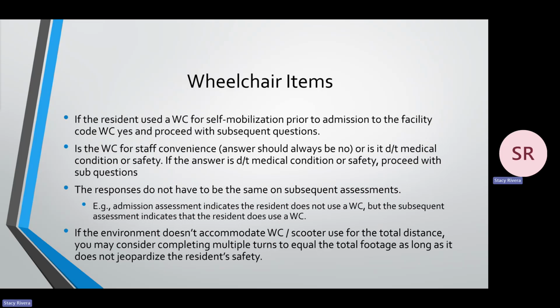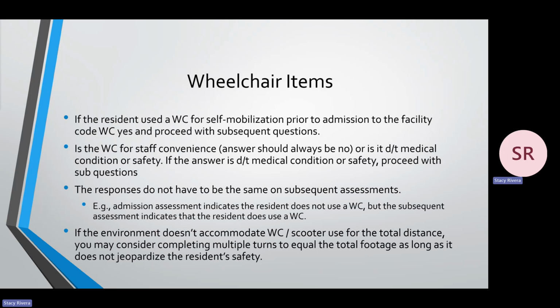So as some of you know, there are situations where we do additional assessments and our evaluating therapists know that we revisit these items on our anchor documents, like our progress notes, updated plans of care. So if you say no at first, that may be different down the line because the discharge plan changed, or their progress, the level of progress that you expected them to make, they did not make, things like that, that have changed throughout their course of treatment and allow us to make changes for what we think is ideal for them. So the responses do not have to be the same. The admission assessment indicates the resident does not use a wheelchair, but the subsequent assessment indicates the resident does use a wheelchair.